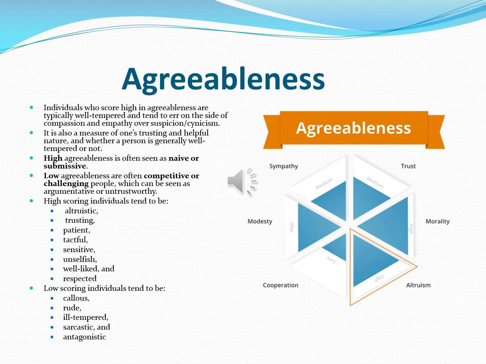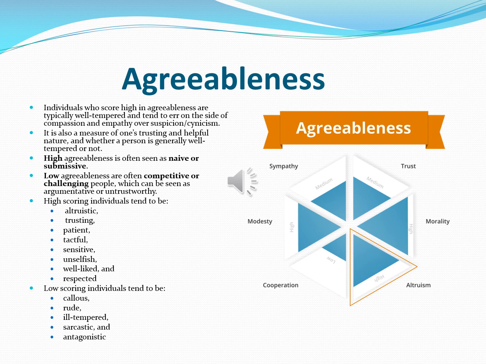Those with low agreeableness are often competitive and challenging people, which can be seen as argumentative or untrustworthy. High scoring people are usually altruistic, trusting, patient, tactful, sensitive, unselfish, well liked and respected. And people on the low side are callous, meaning they are heartless, rude, ill-tempered, sarcastic, and antagonistic. So these are the characteristics of the people who have the trait of agreeableness.